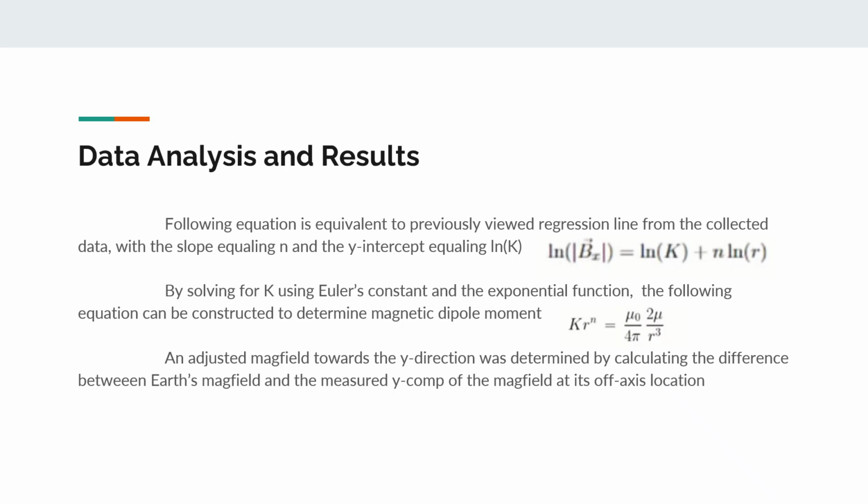By solving for k using Euler's constant and the exponential function, the following equation can be constructed to determine magnetic dipole moment. An adjusted magnetic field towards the y direction was determined by calculating the difference between Earth's magnetic field and the measured y component of the magnetic field at its off-axis location.